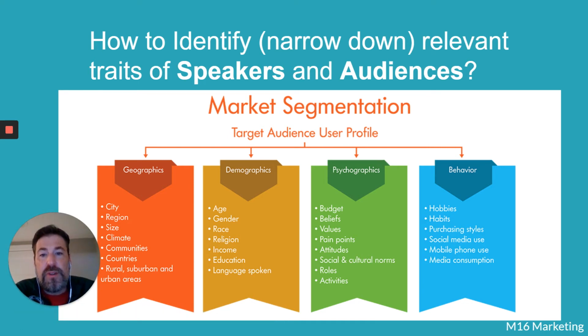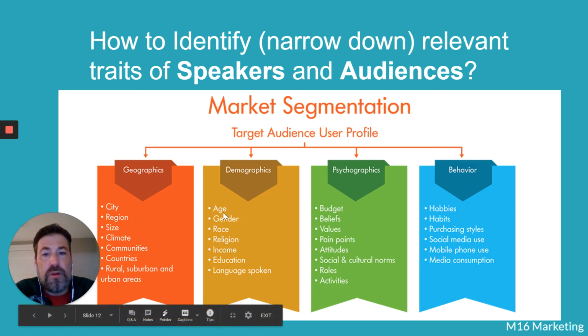And so I found this really nice visual that I use in class. And I tell the students, they don't need to think about all of these, but they need to describe a speaker and audience using 2 or 3 of these categories. Like, is the region important? Is their age important? What is it about their attitudes or the social cultural norms in their community? Or what's their habits or hobbies?